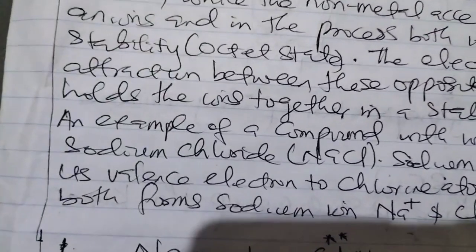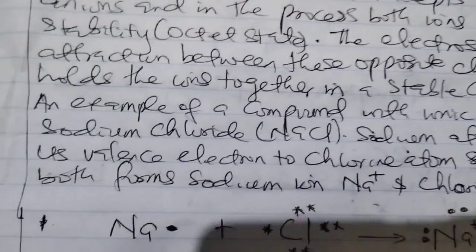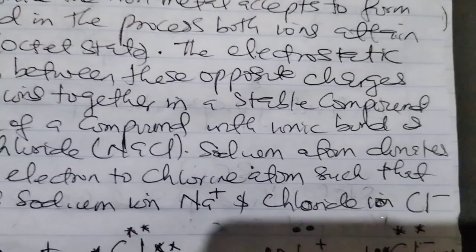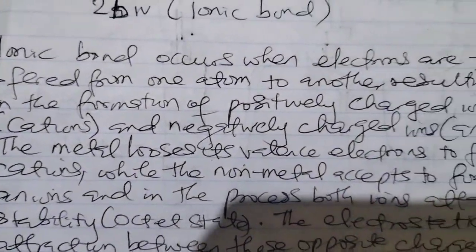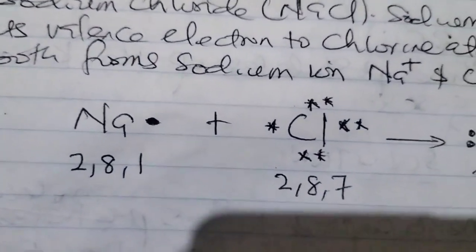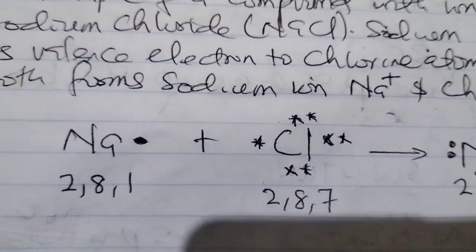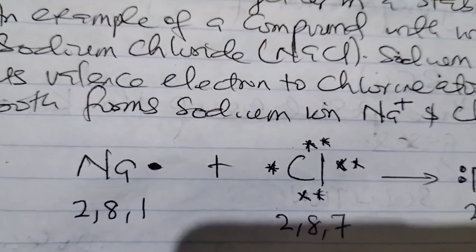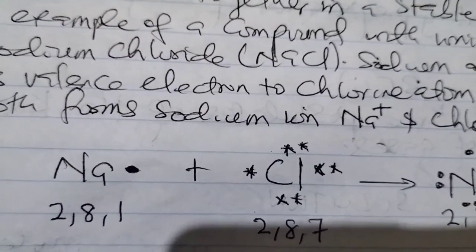Sodium atom donates its valence electron to chlorine atom such that both form sodium ion, Na+, and chloride ion, Cl-. So this is the description of ionic bonding as we have read out. Then let's go to the schematic illustration. We'll try to illustrate using the Lewis electron dot method. Look at sodium. Electron configuration is 2, 8, 1: 2 in the K shell, 8 in the L shell, and 1 in the M shell.